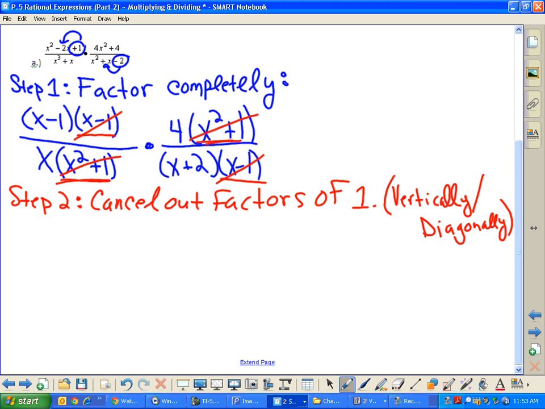Remember that these little slashes do turn into 1s. You don't have to write the 1s there. What they don't turn into is 0s. Then my whole problem would just be 0. So you want to keep that in mind.